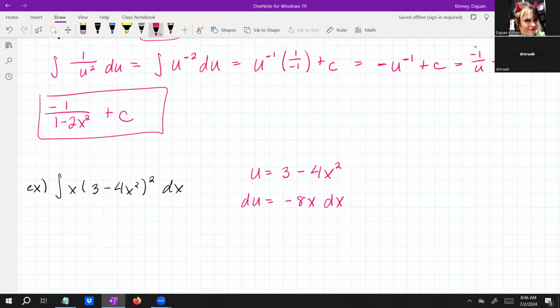So if I were to take this, I want to get x dx. I don't quite have that. But what if I multiply both sides by negative 1/8? I get negative 1/8 du equals x dx. So we can manipulate our equation by multiplication or division to get what we want. So now we have it in the format we like. We can substitute this in.